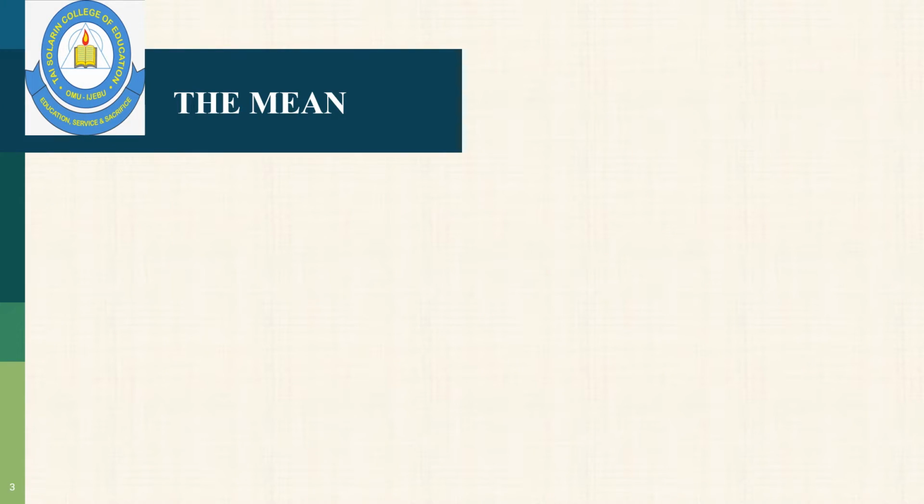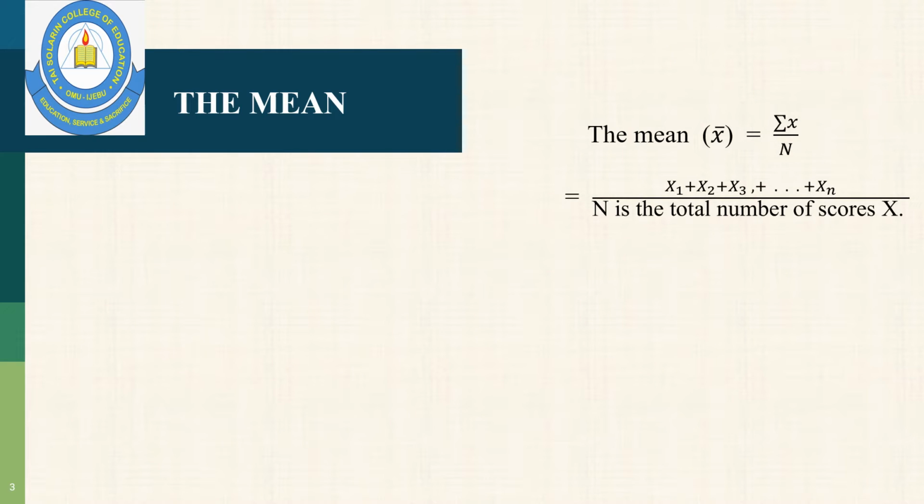Mean is the average value of a given set of numbers, and this can be calculated with the formula summation x over n, where the summation of x is the sum of the scores, while n is the total number of scores. So let's take an example.